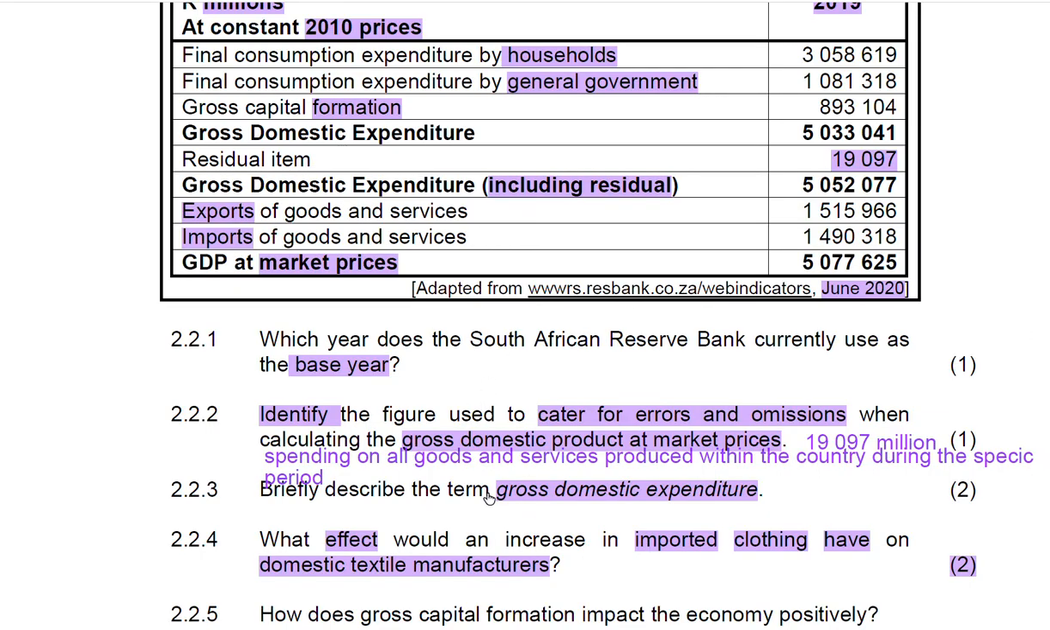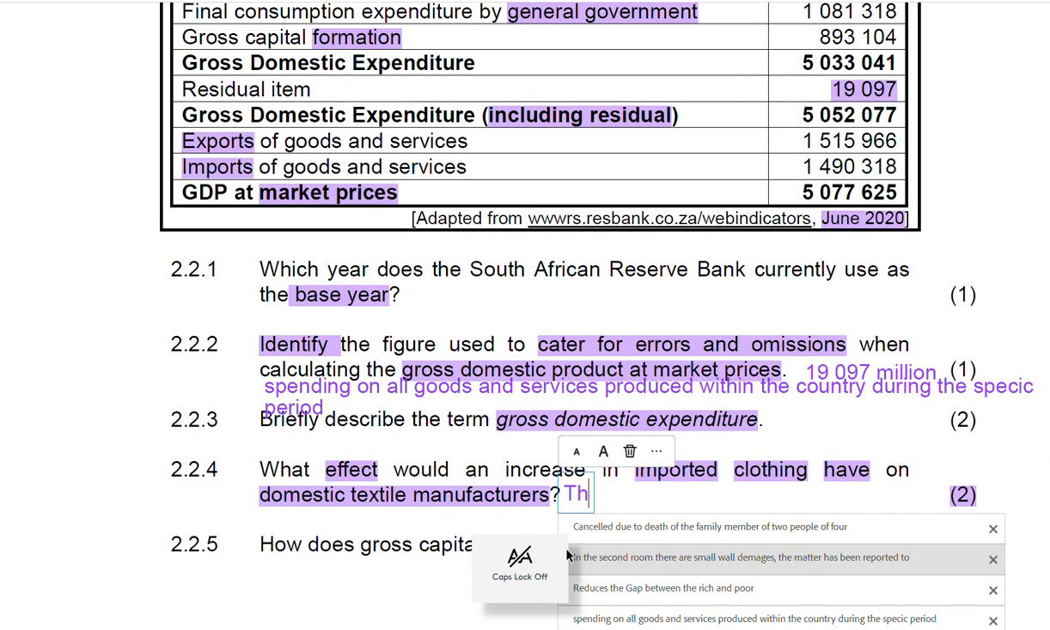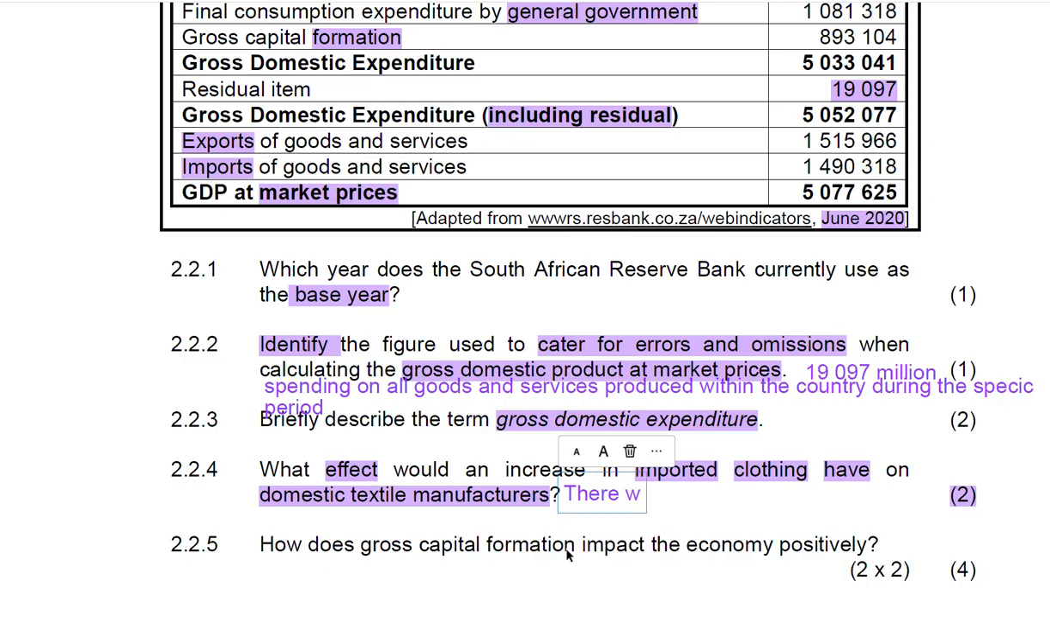So now how are you going to respond? Because the main purpose is to understand how we are going to respond. When you're responding, you're going to say that there will be more competition that will force them to produce less. So that's what you will say.